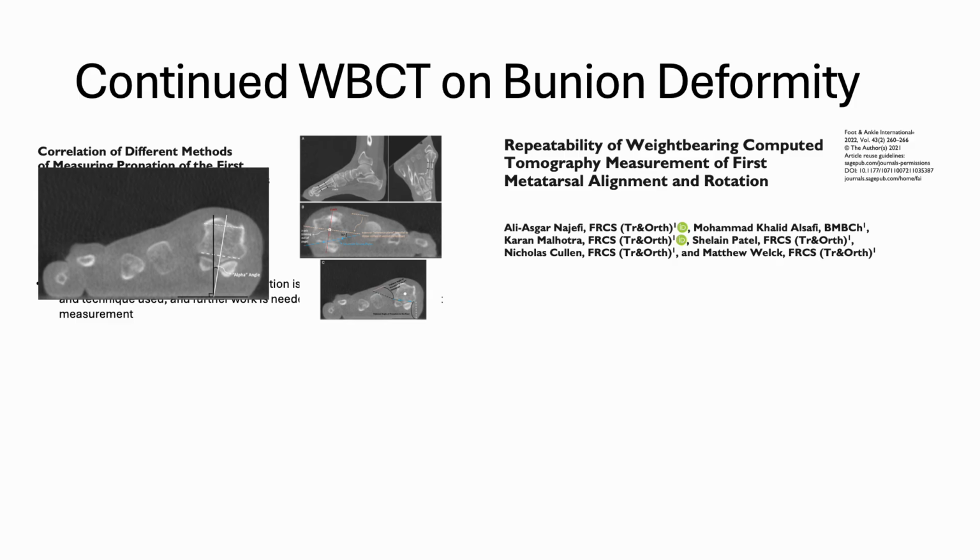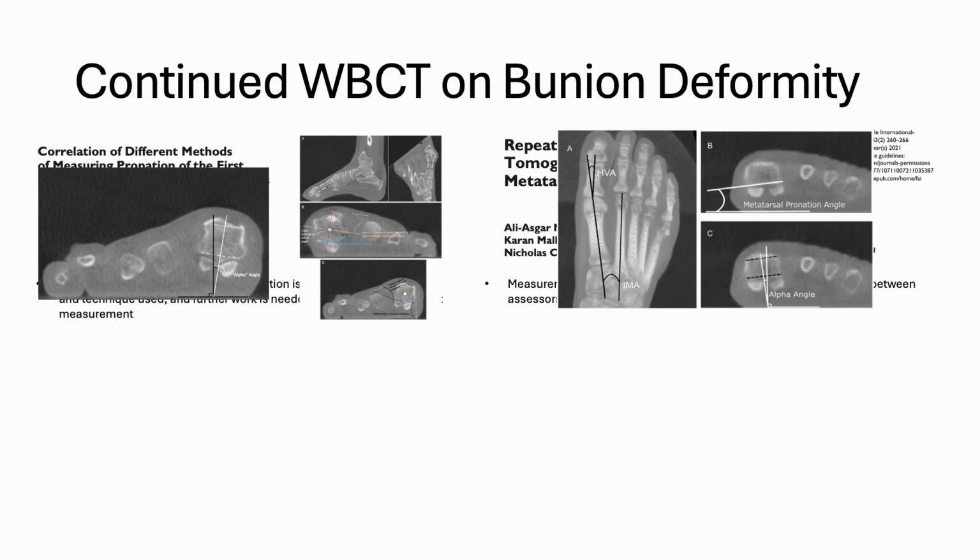The next study is repeatability of weight-bearing CT scans for measurement of first metatarsal alignment and rotation. These guys found that measurements of first metatarsal alignment and rotation are reliable between assessors and repeatable. They used the metatarsal pronation angle and the alpha angle. They found both of them correlated well. I think the pronation angle is relatively simple to consider: if the two points of the bottom aspect of the distal metatarsal are parallel with the ground, it's likely not pronated. If there's an increased angle, it is likely pronation. And then the alpha angle is one that's been very commonly described.